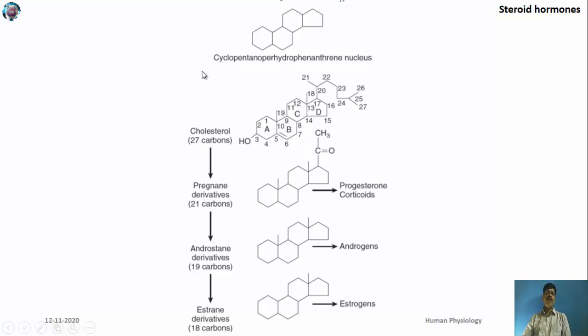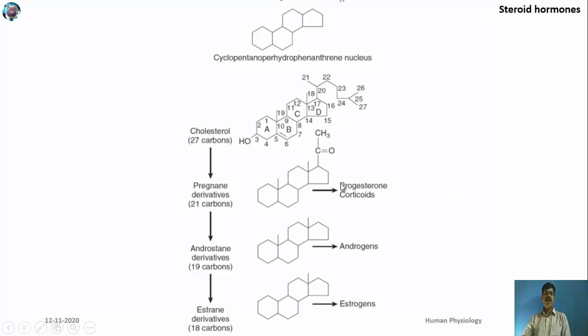These steroid hormones have a specific nucleus, that is nothing but the cyclopentanoperhydrophenanthracene nucleus. It is derived from cholesterol. Cholesterol has 27 carbons, which are numbered from the first carbon to the 27th, as you can see here. Then from this cholesterol, the precursor molecule of these steroid hormones is pregnane. This pregnane molecule contains 21 carbons.